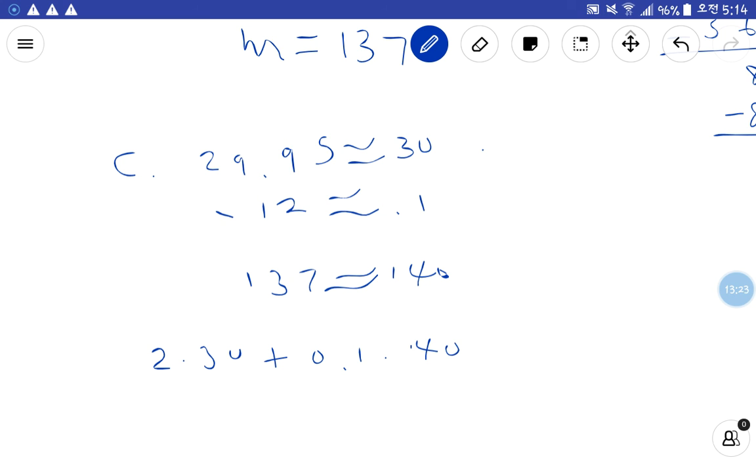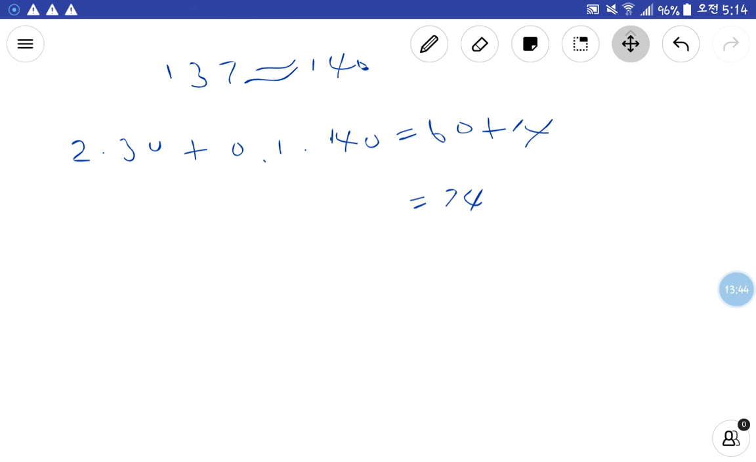So, compared to your example, we changed our answer. 88 was rounded to 90. Now, instead of 90, I plug in 140. Now we need to calculate. So it will be 60 plus 14, which is 74. So you have to make sure that 74 is close enough to $76.34. Does it make sense? Yeah. So 137 miles is a reasonable answer.